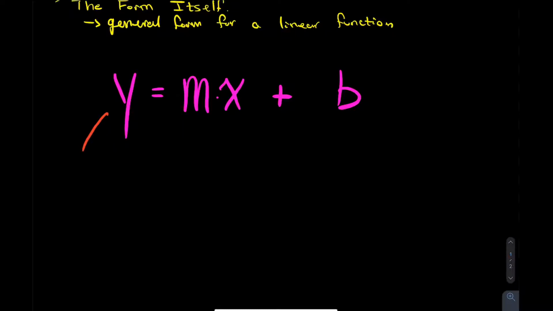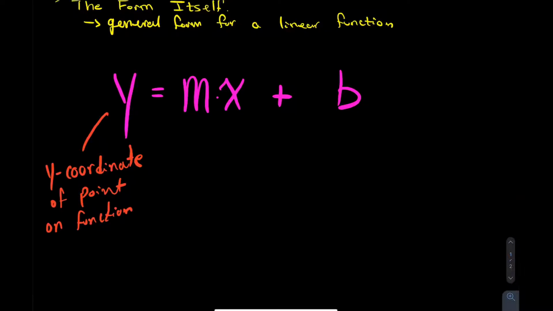y is the y coordinate of a point on the function. And I'm going to say "on the function," because that is going to become very important later on. Let's do the x then. This is just the x coordinate of a point on the function, and it could be any coordinate as long as it's on that function.